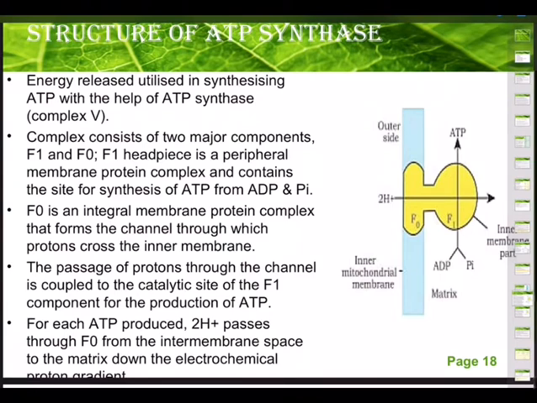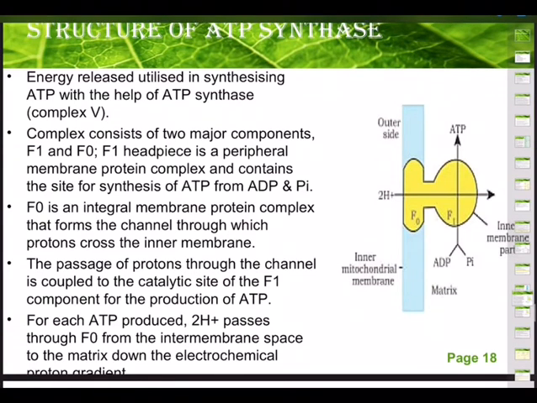So oxidative phosphorylation is the synthesis of energy-rich ATP molecules with the help of energy liberated during oxidation of reduced coenzymes. Which are the reduced coenzymes? NADH2 and FADH2. These are produced during respiration. The enzyme required for the synthesis is called ATP synthase or mitochondrial ATPase.